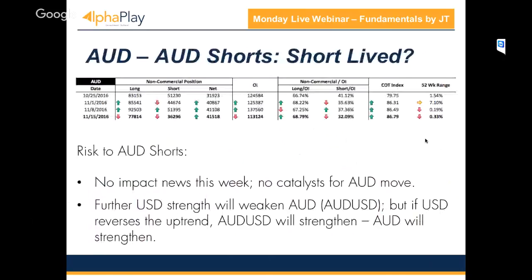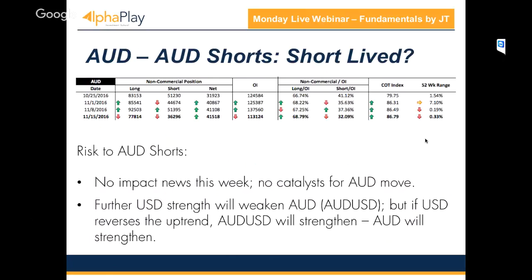Basically, if you are shorting the Aussie like us, there are a few things to take note of. Number one, there is no impact news this week. If you look at Forex Factory, no rate news, that means there is no catalyst for an Aussie move. Now, if that happens, we are just hoping that the technical analysis, which is the trend trading, the momentum, will further bring us down to a new low for the Aussie move.